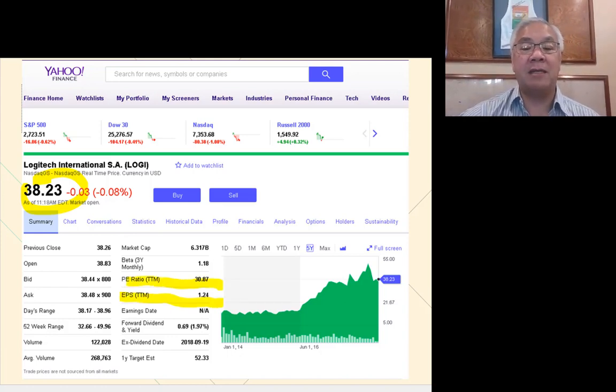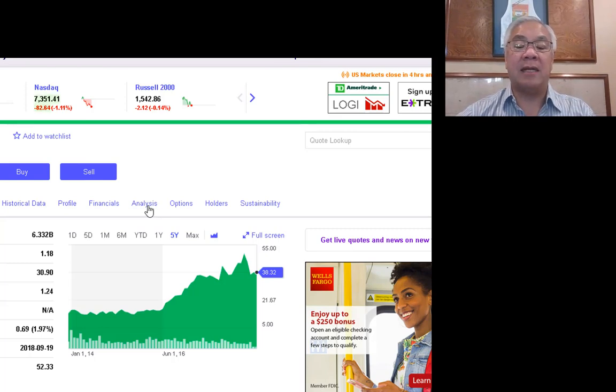And those are highly related because you take the price of 38 divided by earnings per share of $1.24, the PE ratio is 30.87. There's not a lot of magic in that. That's just how it works. Now the next thing we will look at is another screen that's on Yahoo, and it's right here called Analysis, right?